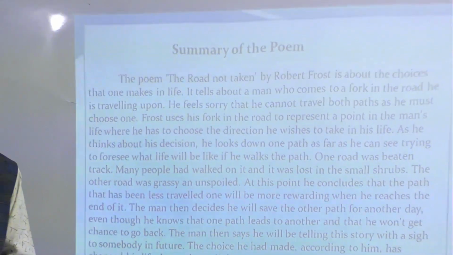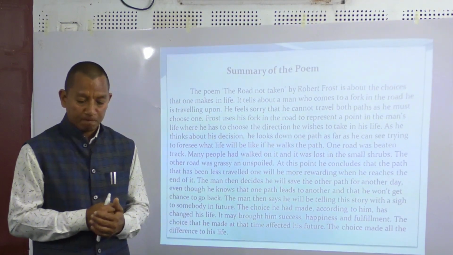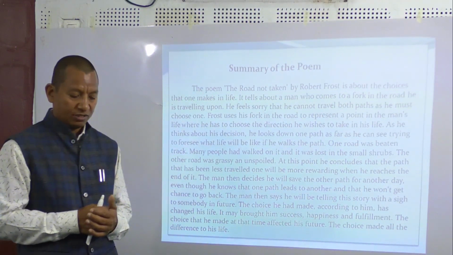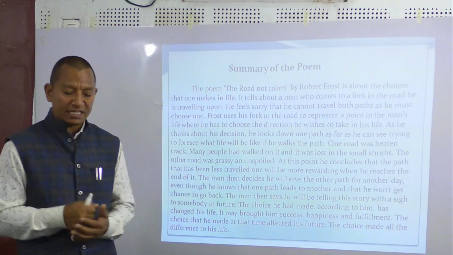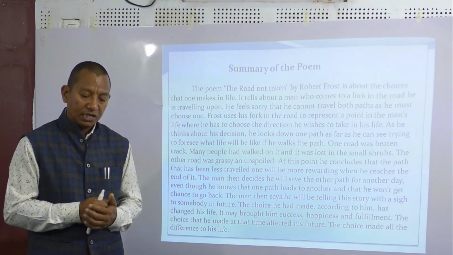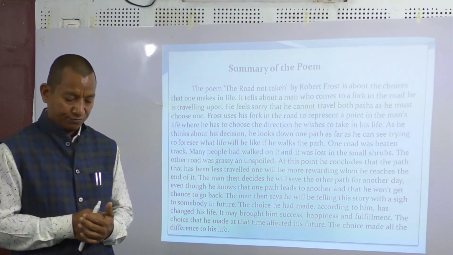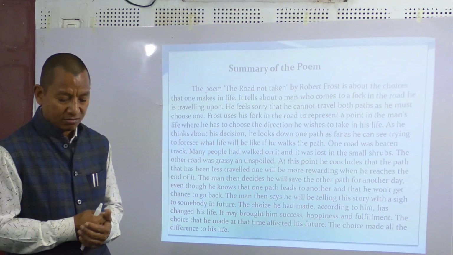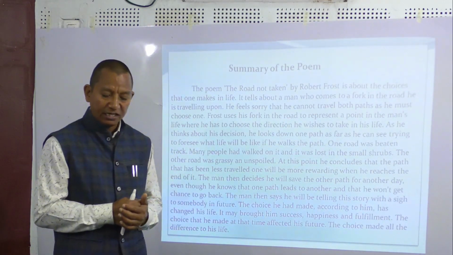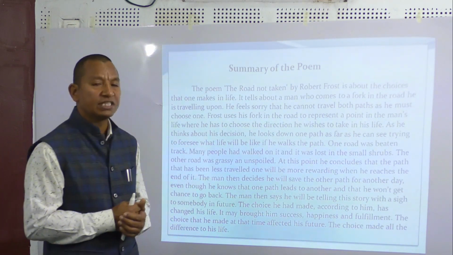The man then decides he will save the other path for another day, even though he knows that one path leads to another and that he won't get a chance to go back. The man then says he will be telling this story with a sigh to somebody in the future. The choice he has made, according to him, has changed his life. It may have brought him success, happiness, and fulfillment. The choice that he made at that time affected his future. The choice made all the difference to his life.